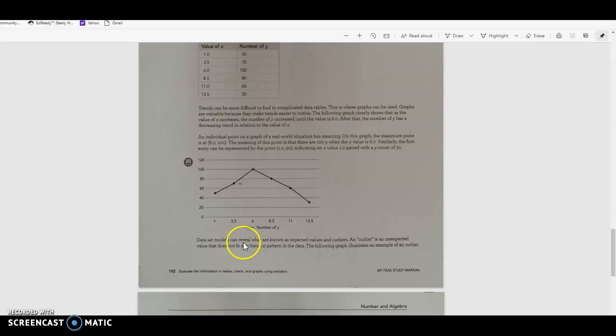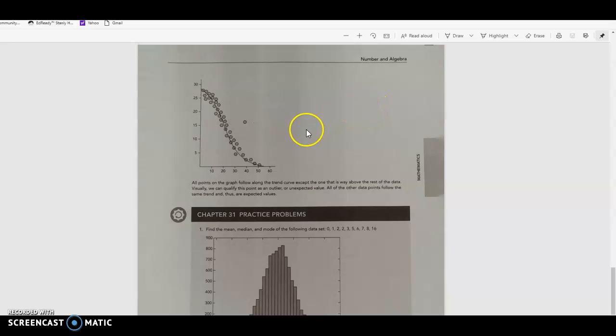So dataset models can reveal what are known as expected values and outliers. An outlier is an unexpected value that does not fit any trend or pattern in the data. Now in this particular example here, we don't have any outliers because it kind of follows along a particular line. But in the next example, we do. So let's look at this particular graph.